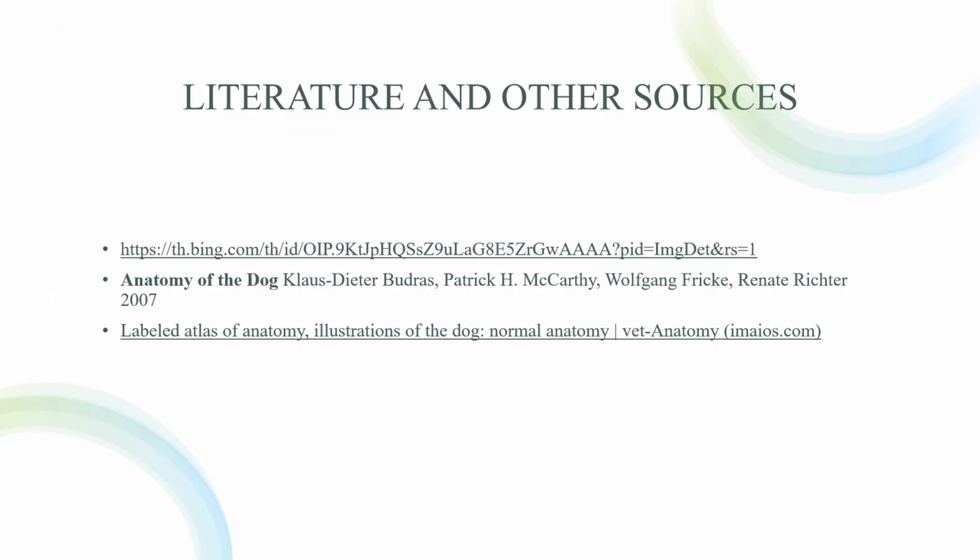Okay, so this is the end of the lecture today. It was quick and easy, right? This is the literature and other sources. This is the photos, and also I use The Anatomy of the Dog by Klaus Dieter Budras. This is an amazing book. You can find it online in PDF, or you can purchase it. And also really recommend this website. It's amazing for learning anatomy, especially those more simpler things, just to get acquainted with them. And this will be just introduction to more complex topics.